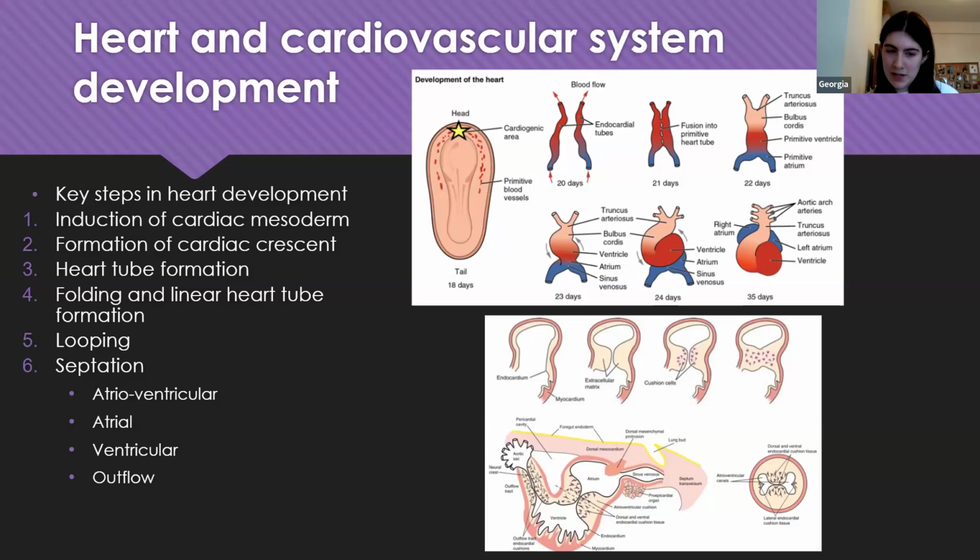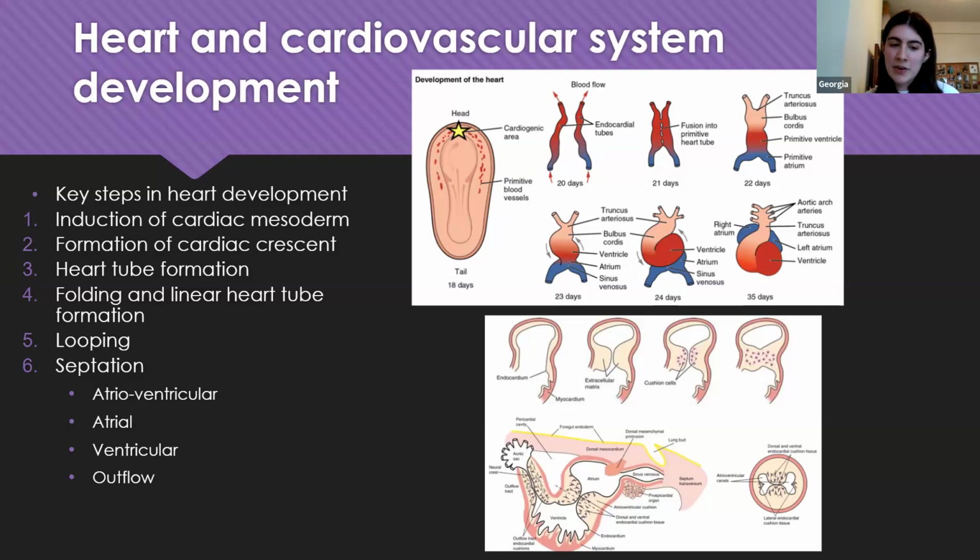Next up is atrial septation, so separating one atrium into the left and right atrium. In this process, a septum grows downwards, so from the top of the heart. In embryonic development, this is an incomplete septum because it contains the foramen ovale, which acts as a valve in fetal circulation, enabling blood to flow from the right atrium to the left to bypass the pulmonary circulation. And then if this continues on into adulthood, then you get atrial septal defects.